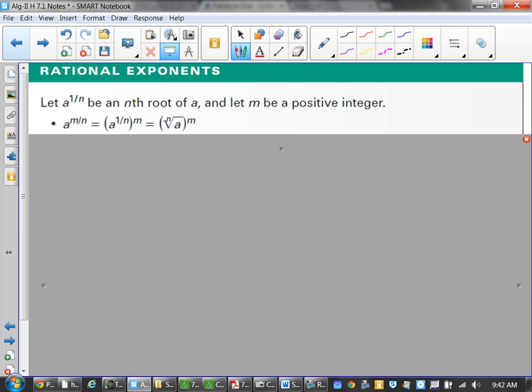Let's say I want to do 4 to the 3/2 power. That means I'm taking the square root of 4, cubed. If there's nothing written for the root index, it's just a square root. Half power means square root.